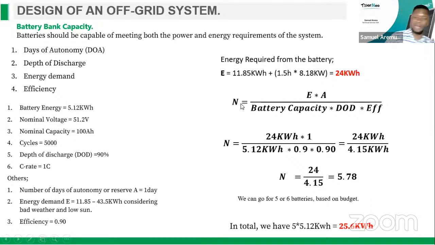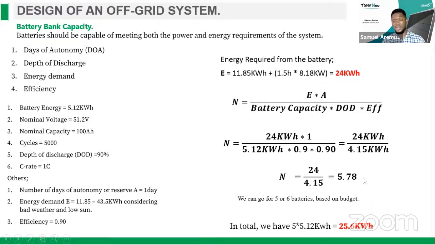Now this is the formula I'm going to use to determine the number of batteries I need. Remember I said that we're using a battery of 5.12 kilowatt hours, and I'm going to make up 24 kilowatt hours. So what is the formula to get the number of batteries? The number of batteries equals the energy demand multiplied by the day of autonomy, which is 1 day, divided by the battery capacity, that's the energy capacity of the battery, by the DOD and also the efficiency of the battery. So we have this simple calculation here, and we can see that we have 5.78 batteries.